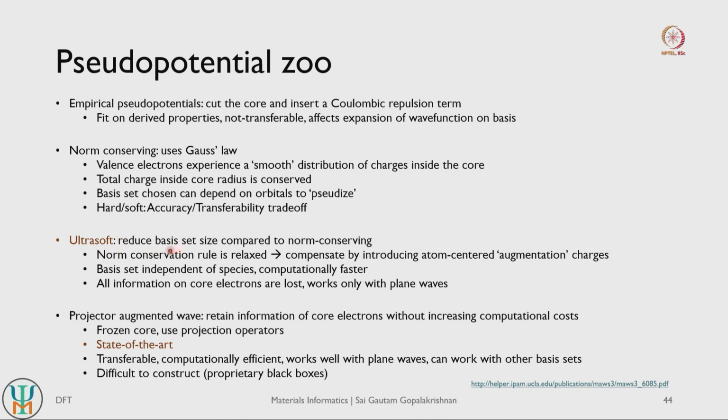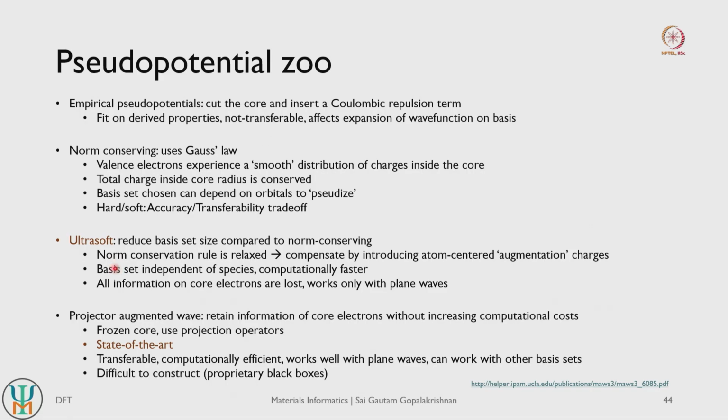The ultra soft pseudopotential basically aims to reduce the computational load compared to the norm conserving pseudopotential. It reduces basis set size, and it relaxes the norm conservation rule, the rule that the total number of charges has to be conserved. It sort of compensates for this by introducing some kind of augmentation charges. I will not go into the details, but basically it tries to reduce some constraints in how you construct the norm conserving pseudopotential so that you are computationally quicker.